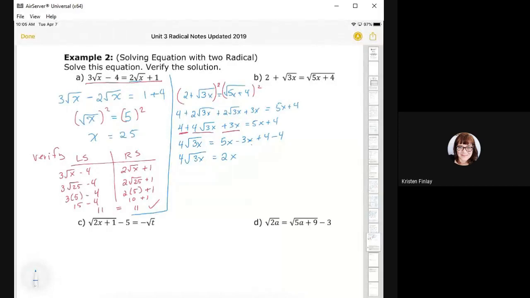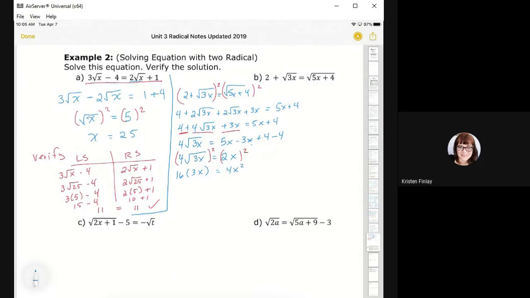And 4 minus 4 is 0. So now I still have a radical. So what I want to do is square both sides and get rid of that radical. So on this side, I'm going to get 16 times 3x. And here I'm going to get 4x squared.